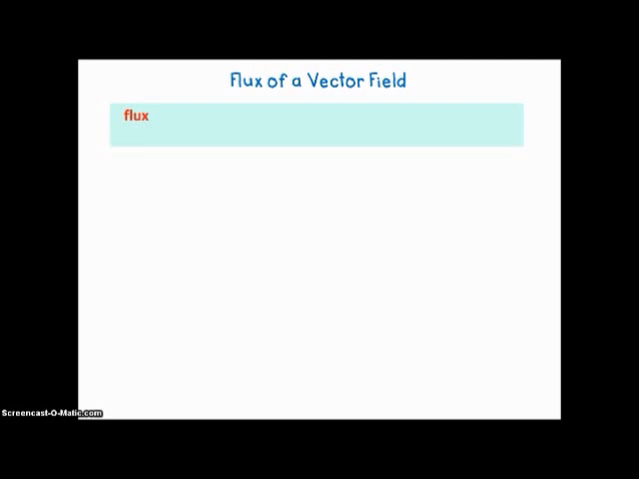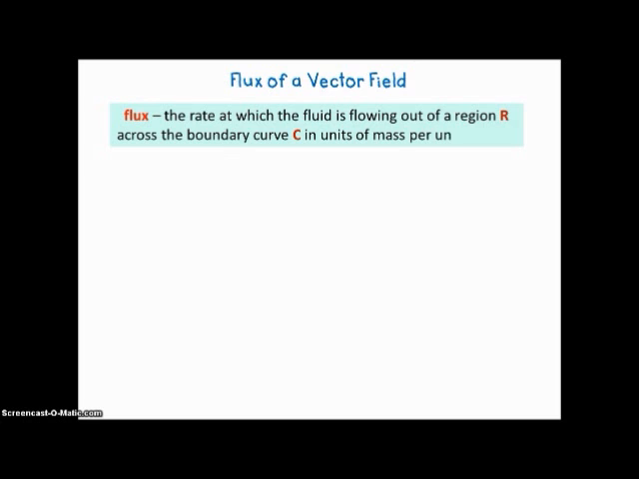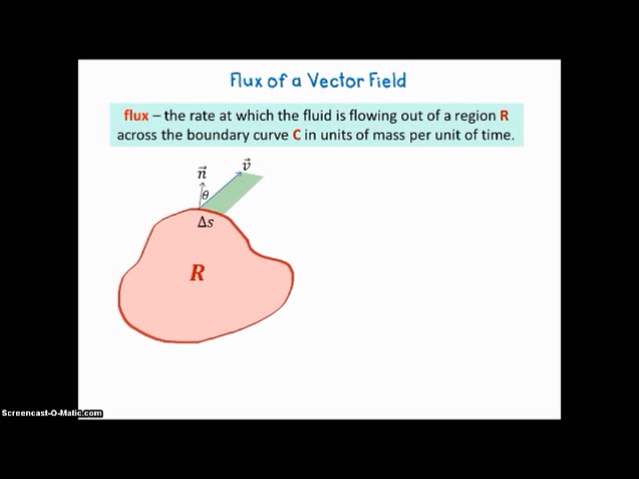Flux of a vector field. Flux is the rate at which the fluid is flowing out of a region R across the boundary curve C in units of mass per unit of time.